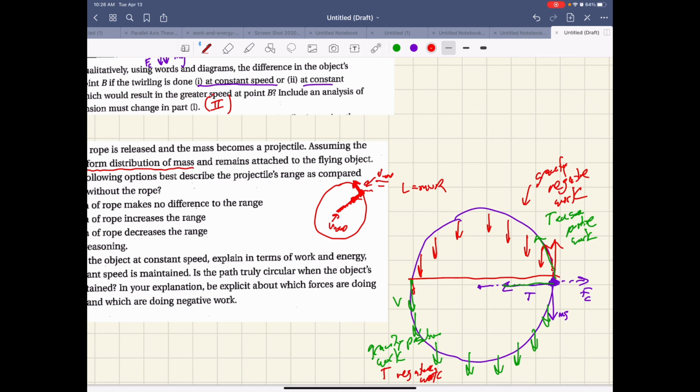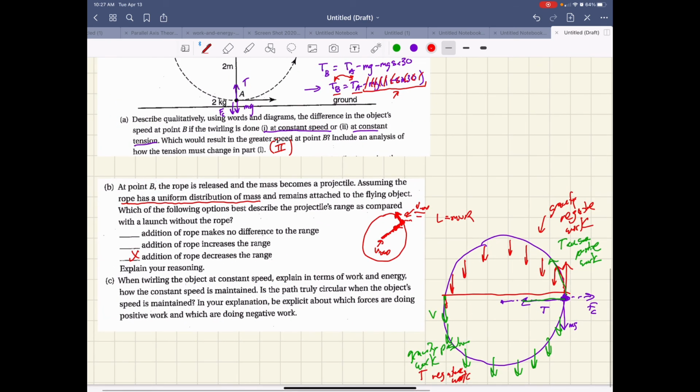So is the path truly circular when the speed is maintained? All right, this is a little bit more difficult. I'm going to give a very conceptual, abstract answer to this, because it doesn't ask me to prove it mathematically. What I am about to say, I am not able to prove mathematically, but I'm just going to make an argument for it.